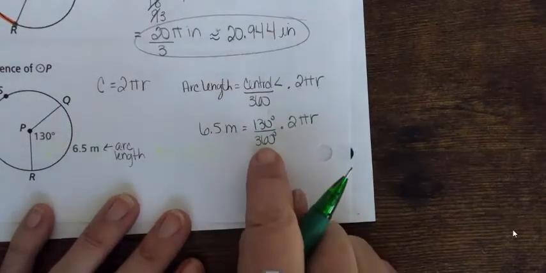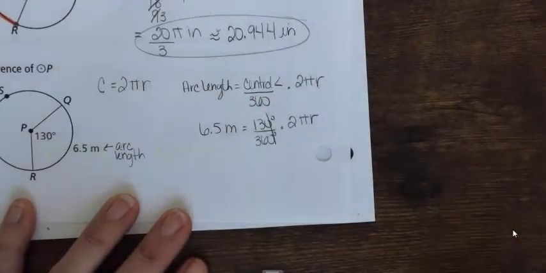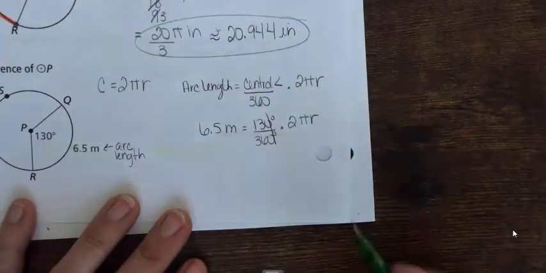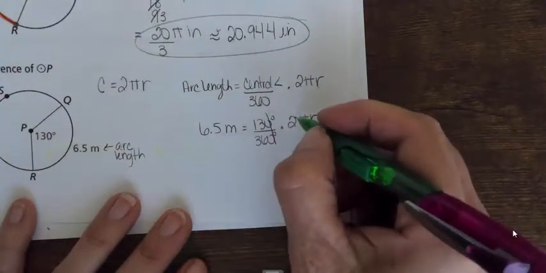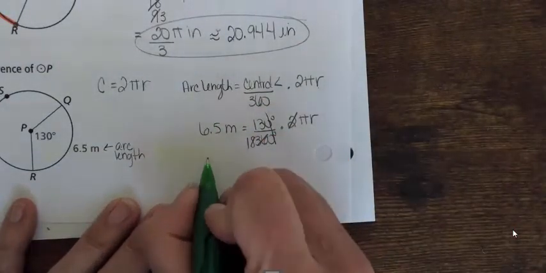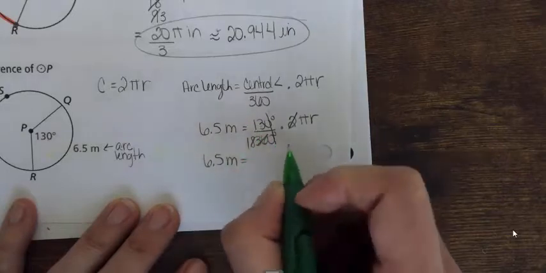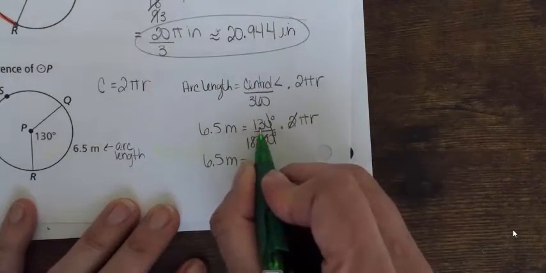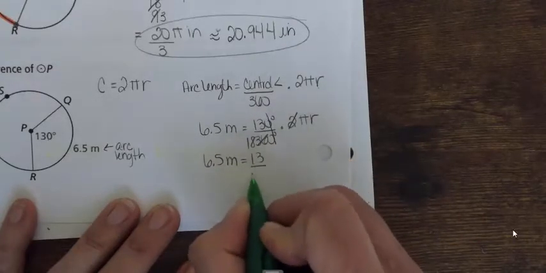All right, so let's see. I'm going to simplify this. This is really 13 over 36, right? Because I can divide top and bottom by 10. The 2 will also go into the 36 18 times. So I've got 6.5 meters equals 13 over 18 times pi times r.